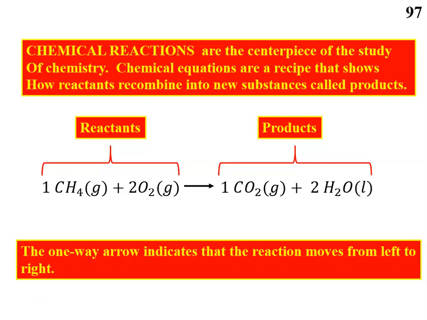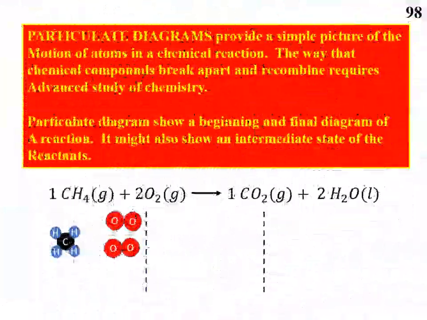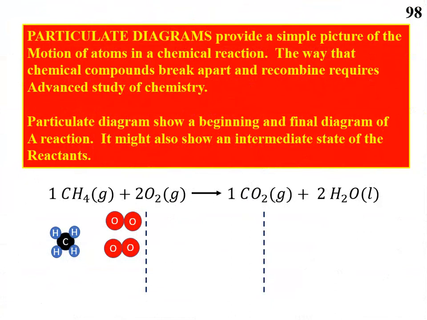So what we're going to do in this lesson is look at little picture diagrams of a chemical reaction called a particulate diagram. Particulate diagrams provide a simple picture of the motion of atoms in a chemical reaction. The way that chemical compounds break apart and recombine requires advanced study of chemistry. If you take advanced placement chemistry or college chemistry, you'll study some of that. And to really get deeply into that subject, you would essentially major in chemistry in college.